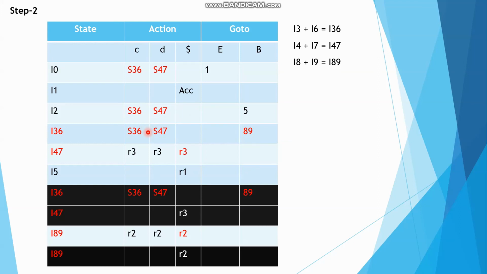Now after doing all of this, the first thing we noticed is that this row was exactly identical to this row. Now we will remove one of them to avoid duplication from our parse table.